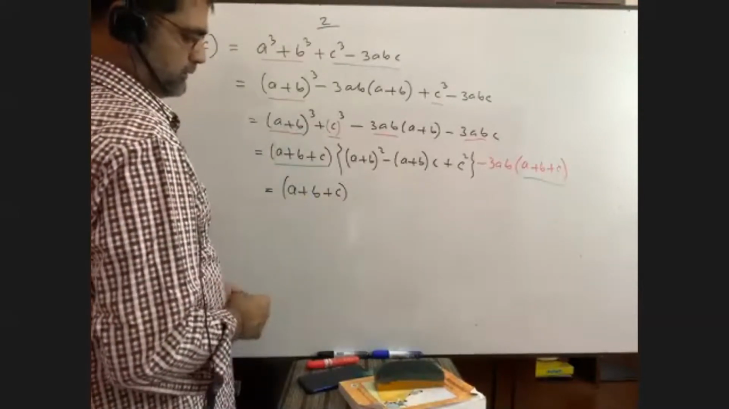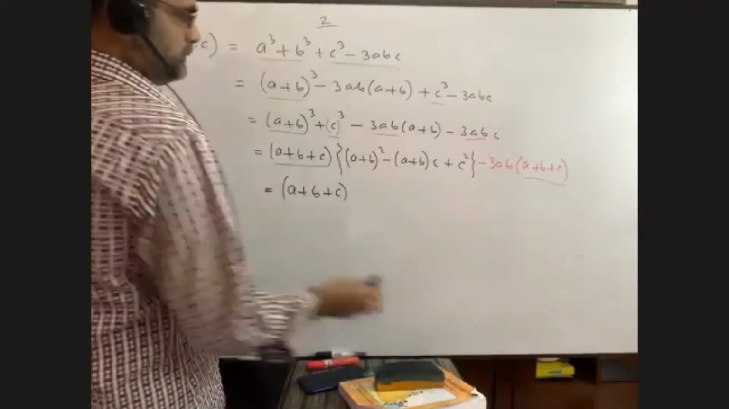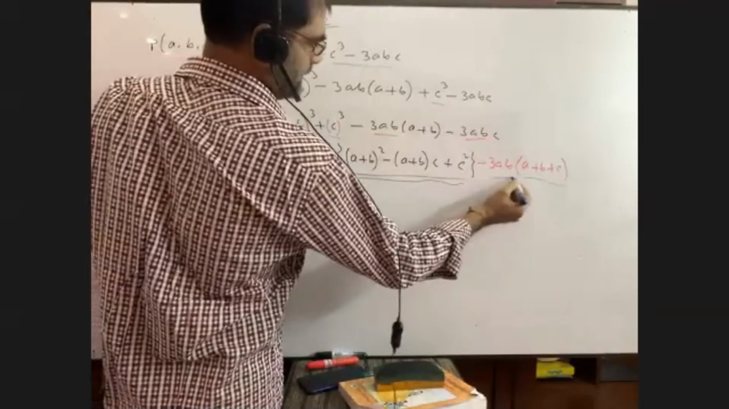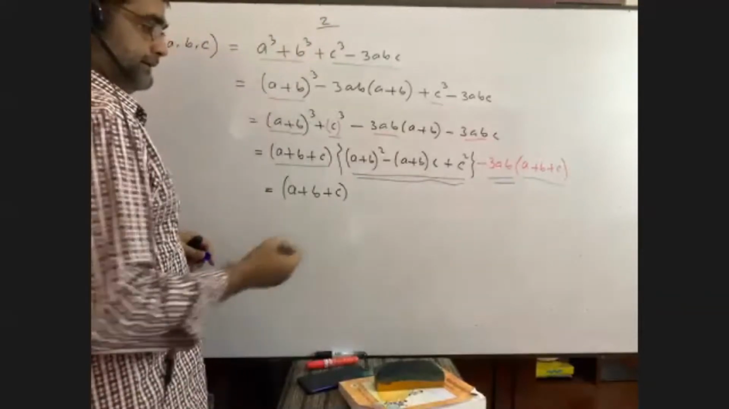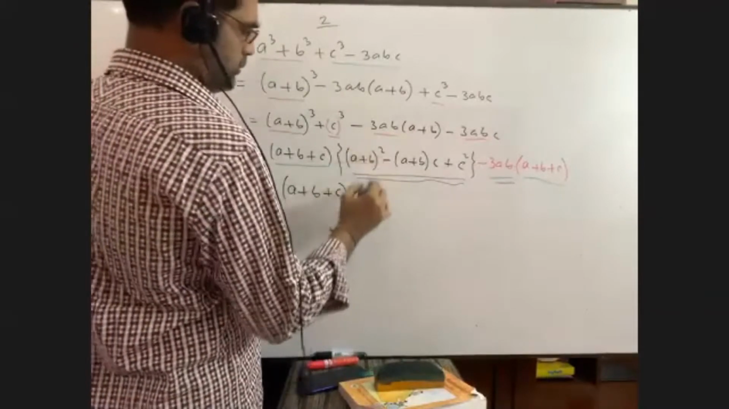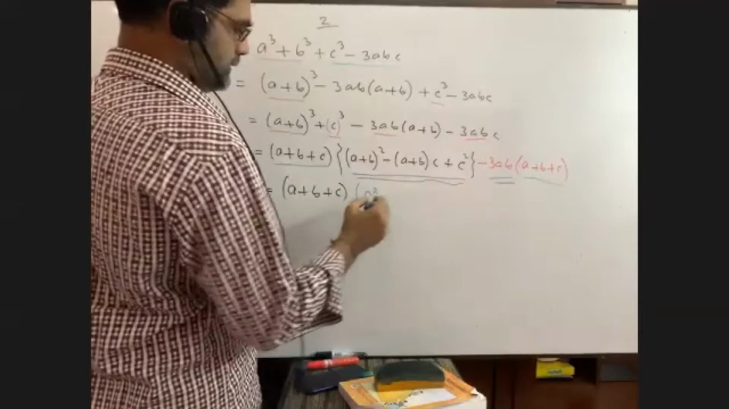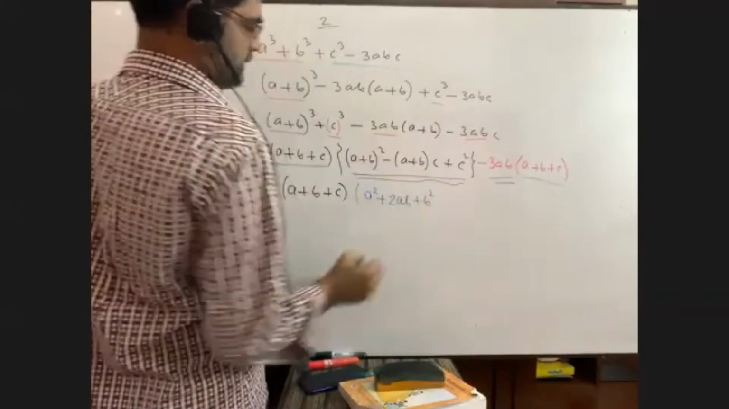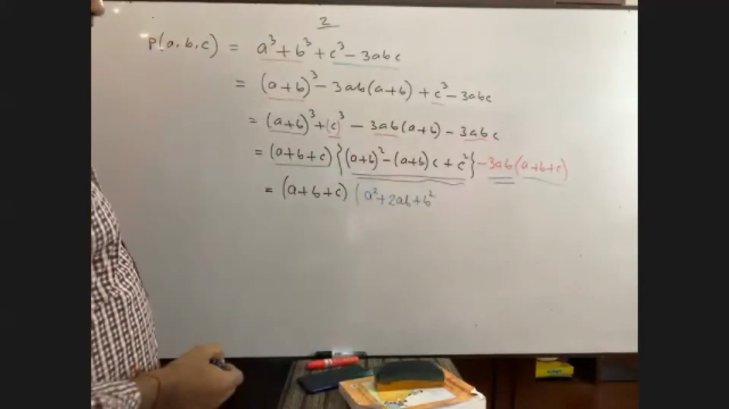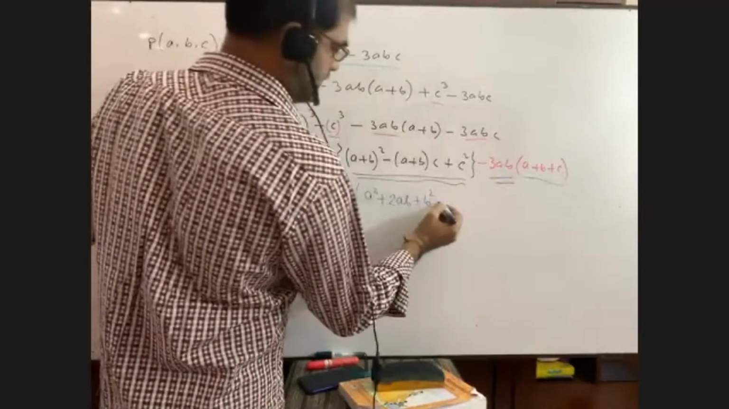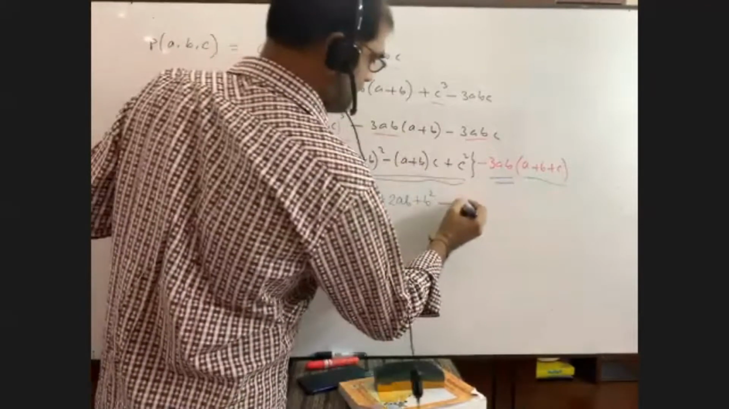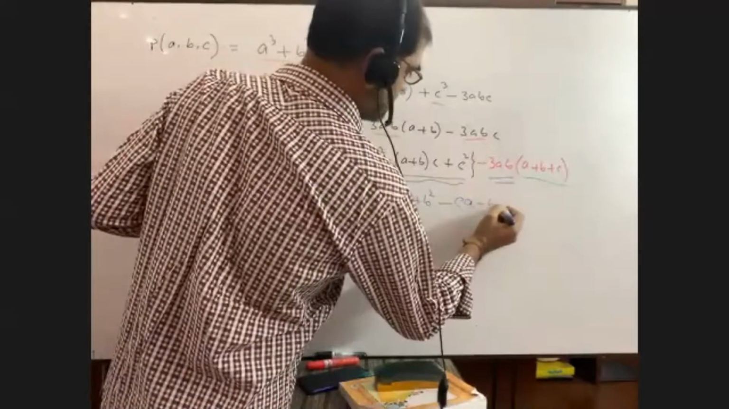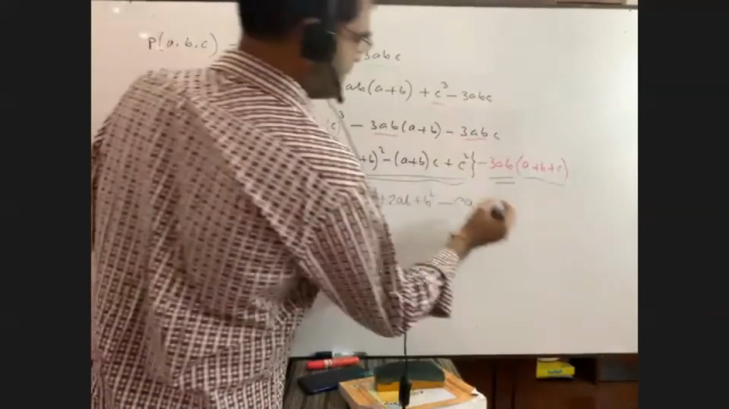Then what is uncommon? Can you tell me, please? These and these are uncommon. Am I right? So you write down. We can write here a square plus 2ab plus b square, right? Minus this one, minus ca. I have written minus ca. I have written minus bc plus c square.